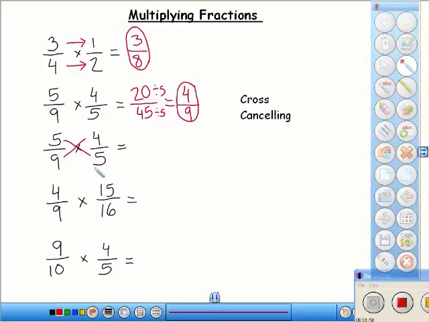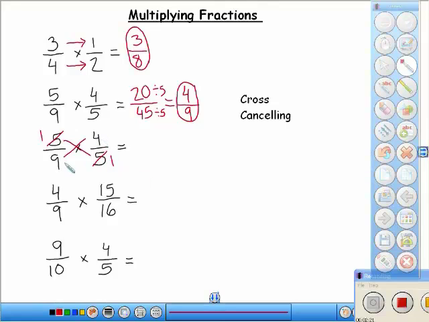And we're going to ask ourselves, okay, let's look here. 5 and 5. Is there a number that can divide into 5 and 5? And obviously the answer is yes. What can go into 5 and 5? 5. So we're going to divide these two numbers by 5. So we're going to cross this off. 5 divided by 5 is 1. And 5 divided by 5 is 1.